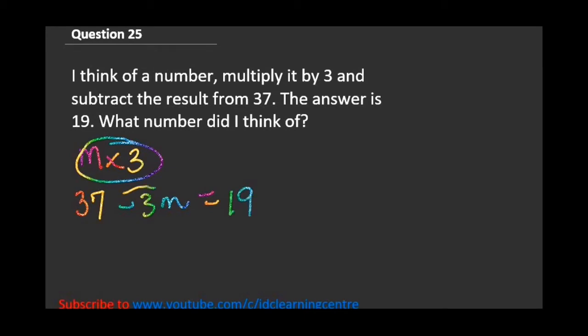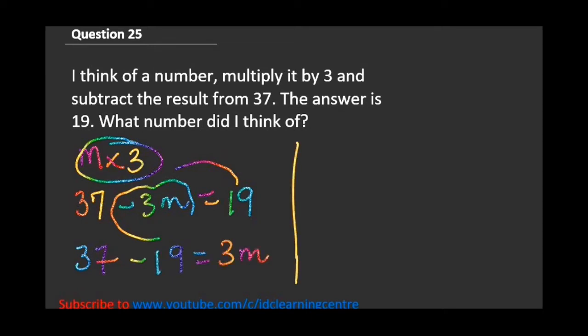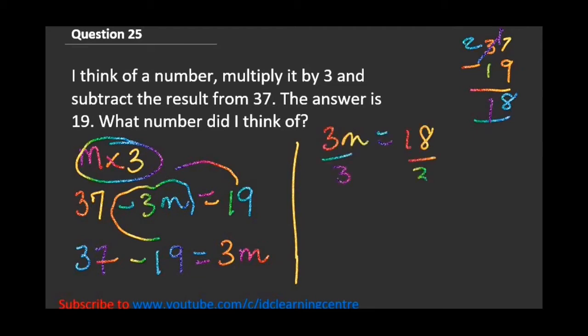Collect like terms. Move minus 3m to the right and bring 19 to the left. 37, 19 will become a negative number, minus 19 equal to 3m. Okay, so 37 minus 19. Borrow 1 from the 2. 17 minus 9 is 8. 2 minus 1 is 1. That will give me 18. 3m equals 18. Divide both sides by 3. 3 cancels 3. 3 into 18 is 6. The number I thought of is 6. That's the answer.